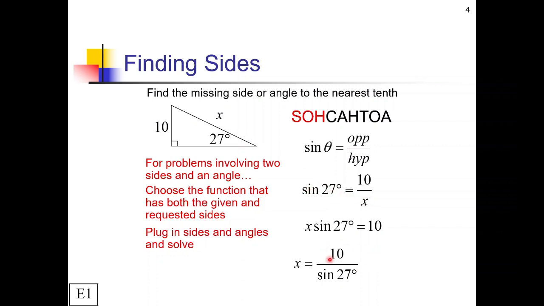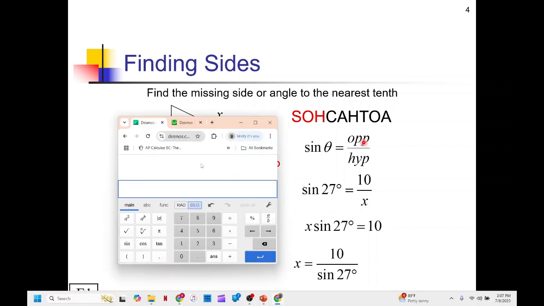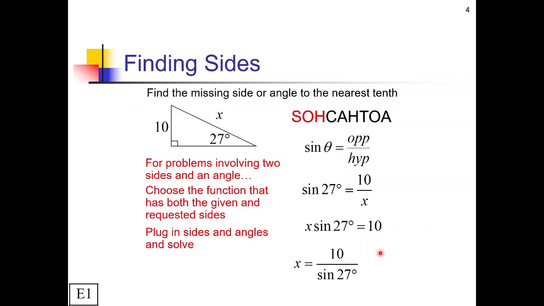But now let's go to Desmos and plug this in. And again, when you're doing this, you're going to want to make sure you're in degrees mode. So let's do 10 divided by, and then we'll do sine 27, and that comes out to 22.0 if we round this off to the nearest tenth.